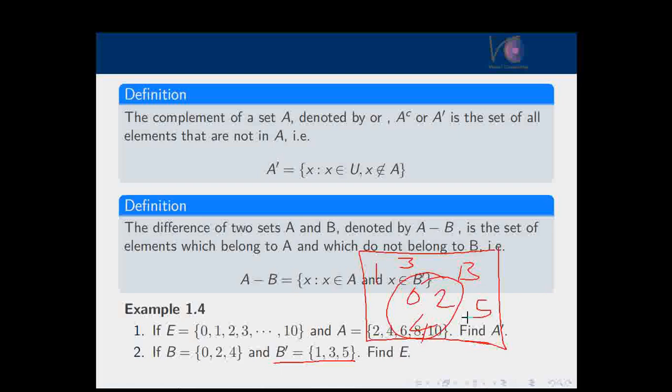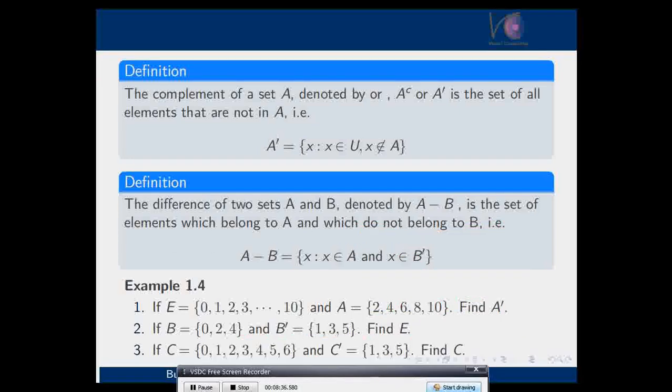So what is your universal set? Don't say 1, 3, and 5 is your universal set, no. All the elements under discussion is your universal set. Therefore, you say that E is equal to 0, 1, 2, 3, 4, 5. These 6 elements are the elements that are under discussion. That is your universal set. We can now look at the last example.